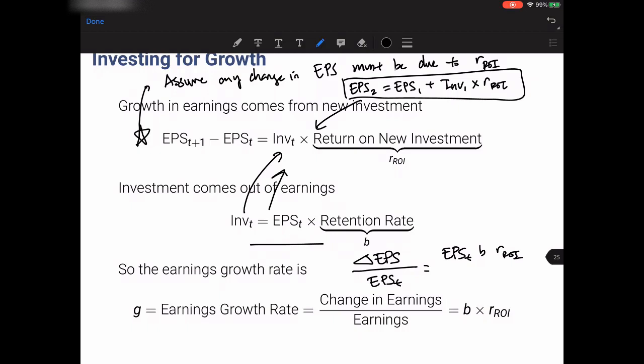And since we divided by EPS_t, the EPS_t cancels out. So all we are left with is b times ROI. And we all know what b times ROI is. It's simply g, right? The growth in earnings rate is equal to the change in earnings divided by earnings, which is equal to b times ROI, or the retention rate times ROI. Okay?